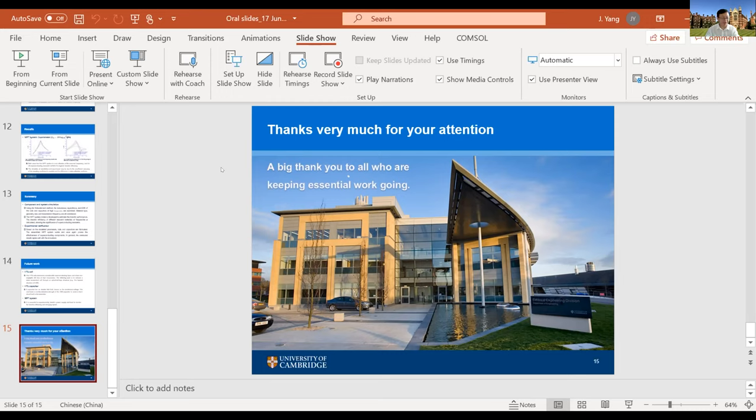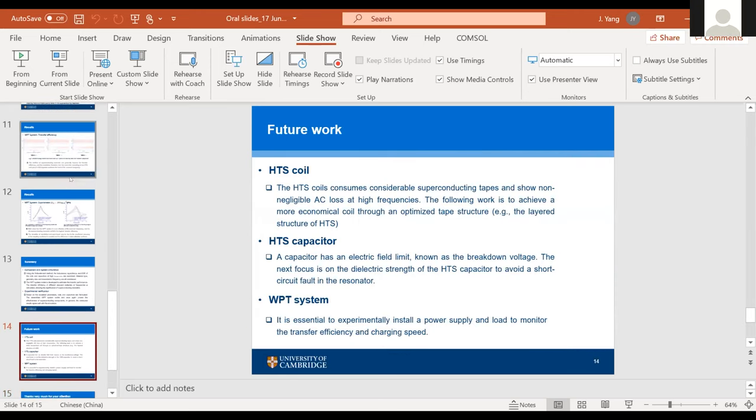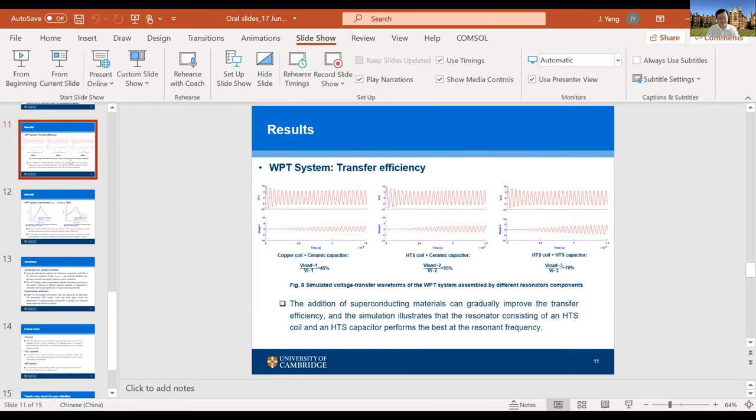Jiabin, I have a quick question. You showed the improvement of the efficiency, etc. What do you think any further improvement can be made? And does that include using the high TC superconductors in the wiring as well? Because the part that you focused on so far is mainly the capacitor itself.